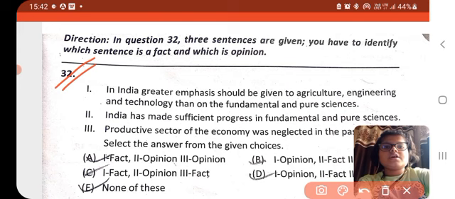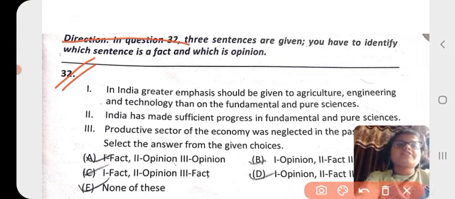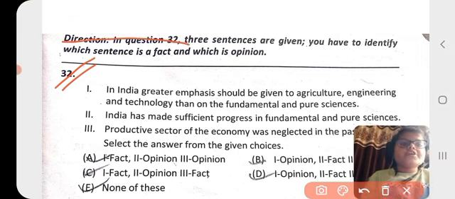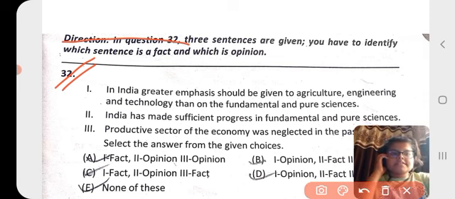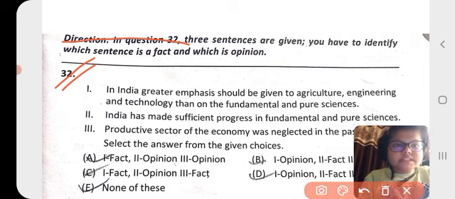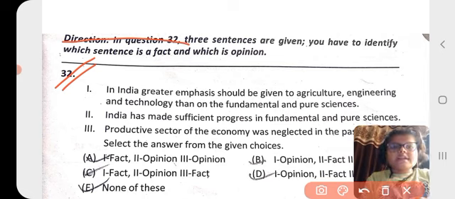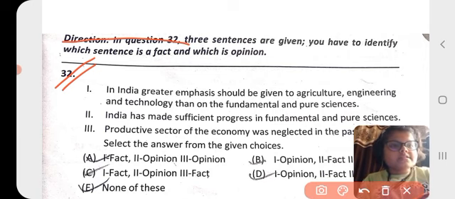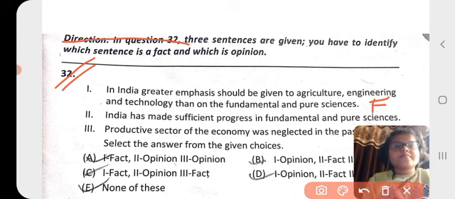Question 32. In question 32, three sentences are given. You have to identify which sentence is a fact and which sentence is an opinion. See the options. The first statement: in India, greater emphasis should be given to agriculture, engineering, and technology than on the fundamental and pure sciences. So this is a fact.